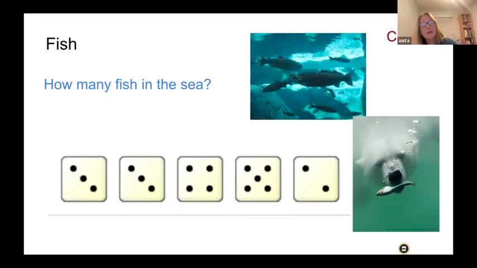Oh, I love that noise. So are we thinking that the fish is the number that's on the opposite side of the die? But how could we tell how many fish there were? There could be twice as many fish as there are polar bears, right? So explain that, Kelly.